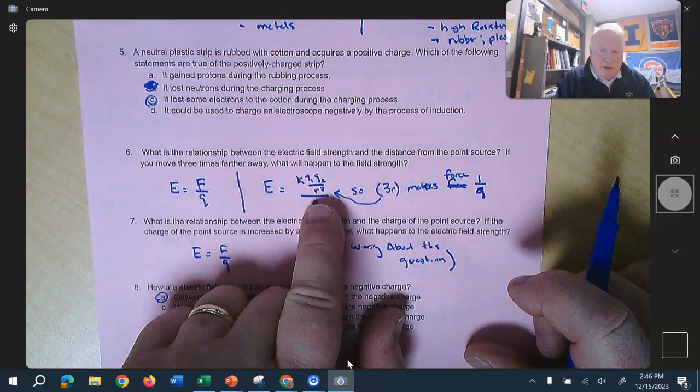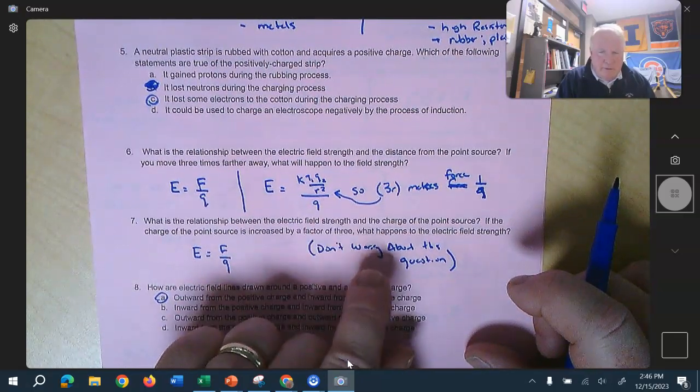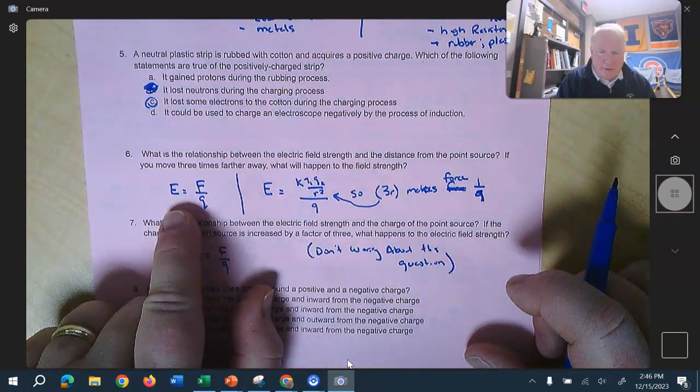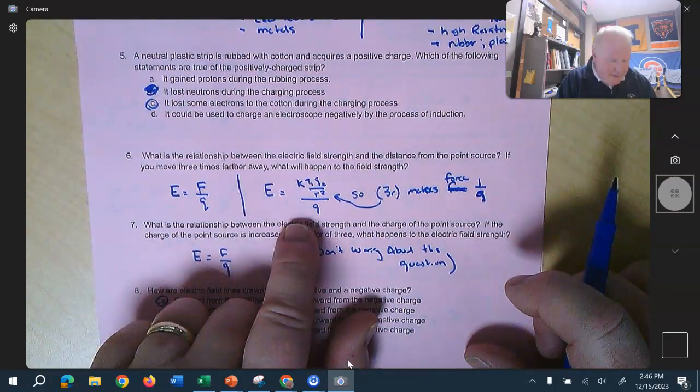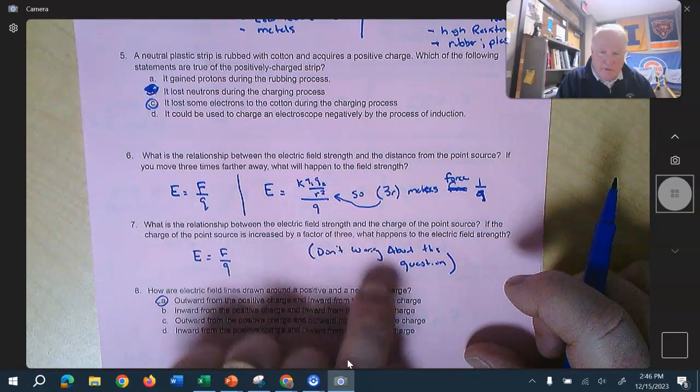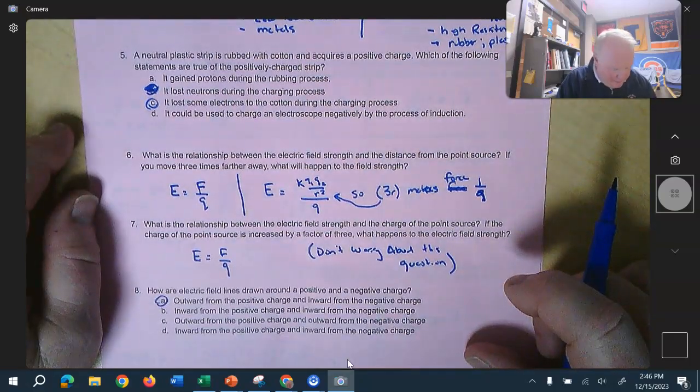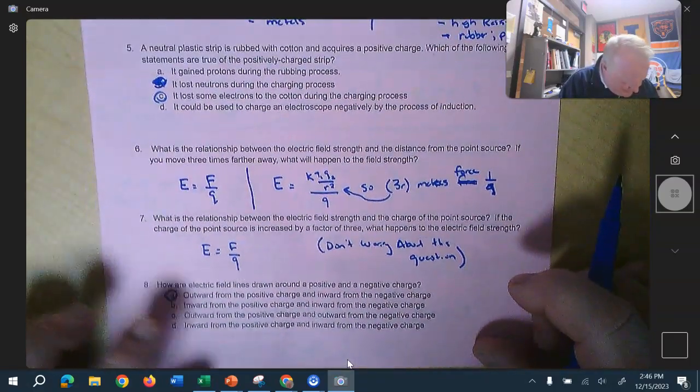But the reality is that I don't know if we're going to test this very heavily, this idea of the electric field being the force divided by the charge. But you can see there's an answer here for this one, and I say don't worry about something like this one, okay? How are electric field lines drawn?